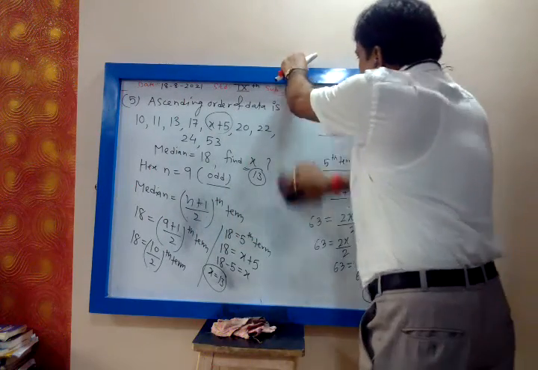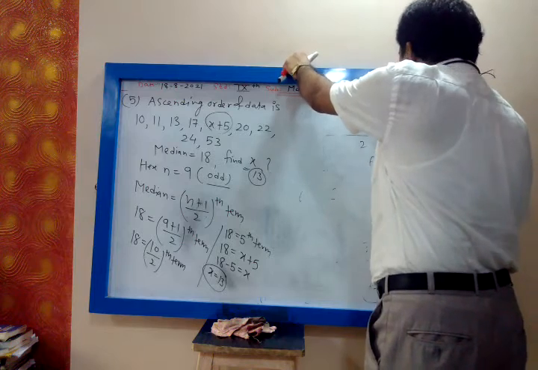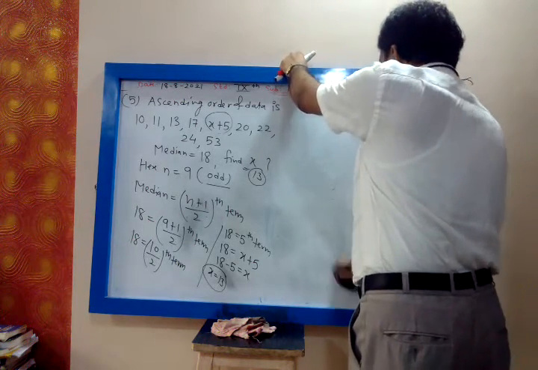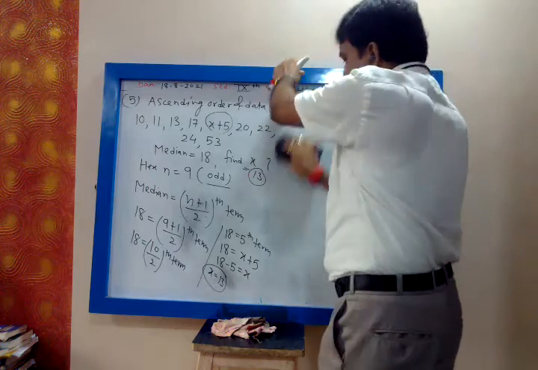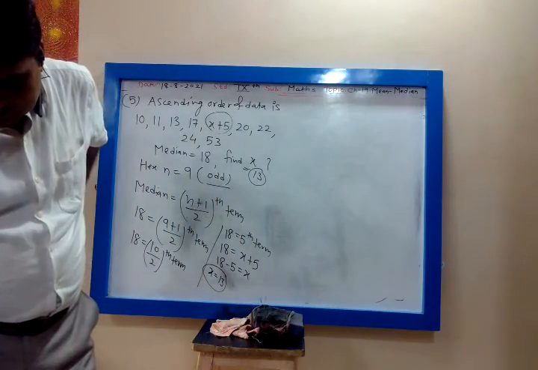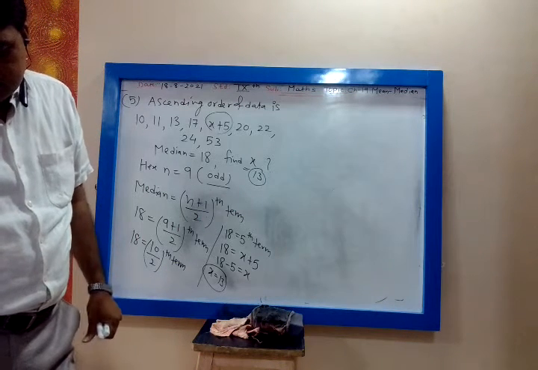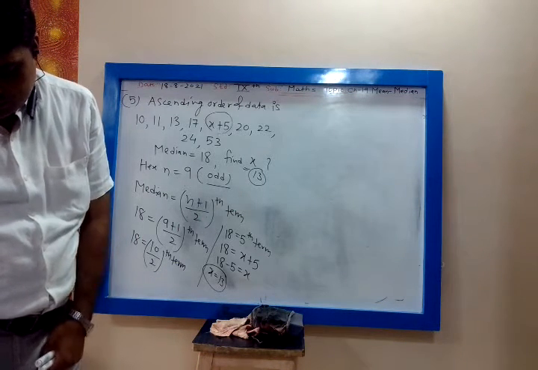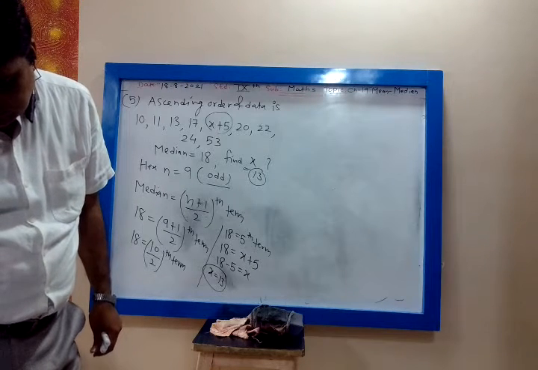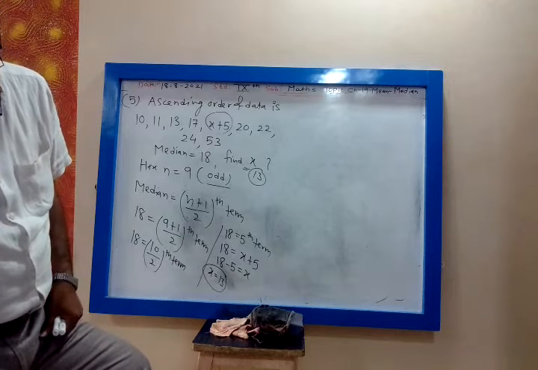Okay, so this completes 19B. Now from 19C, there are mixed problems of median and mean. In 19C, which problems do we have to do? Problem number 1 is omitted. So 2 we have to do. Then 7th we have to do.